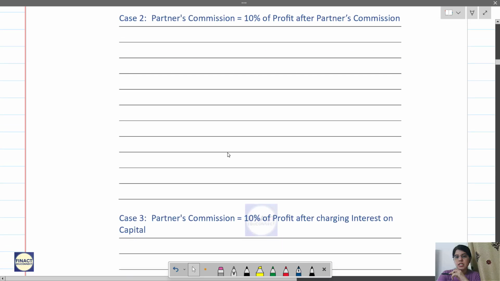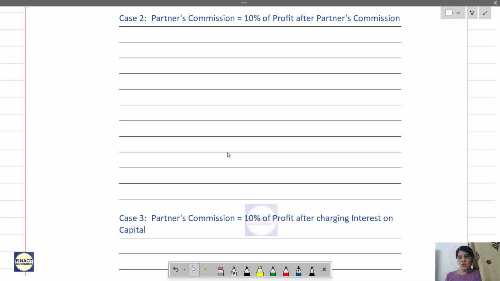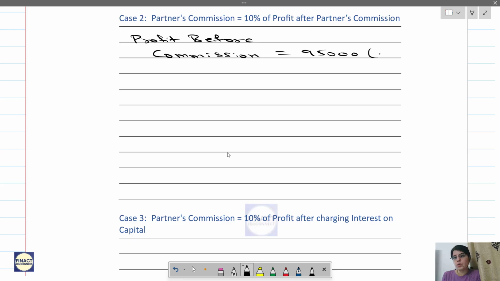Partners commission is 10% of the profit after commission. So now here I need to calculate partners commission also on the profit after commission. Now here I have two unknowns. So let me just calculate profit before commission. I have already calculated it in case 1. So profit before commission is how much? Is 95,000. We have already calculated it in case 1, no?